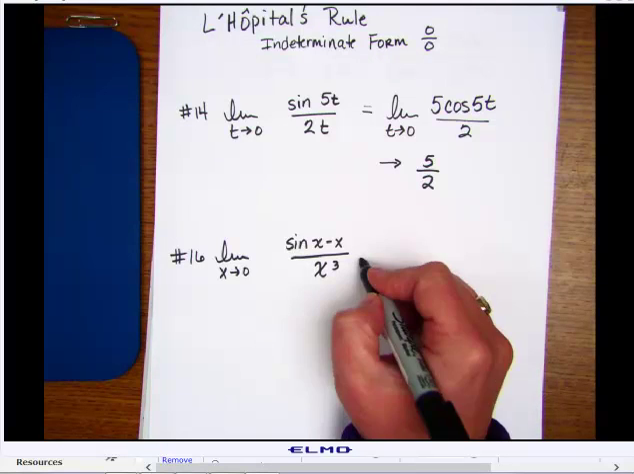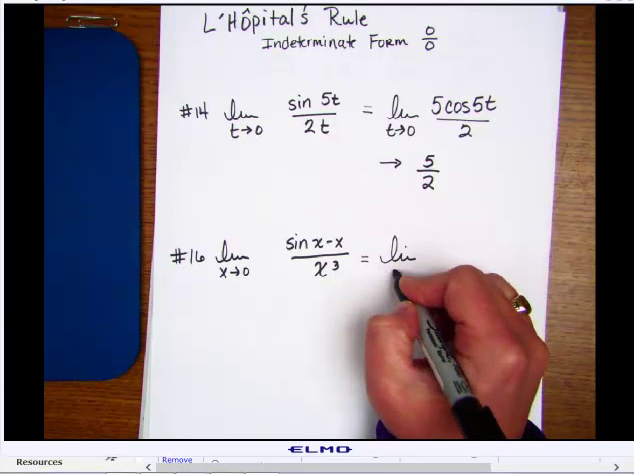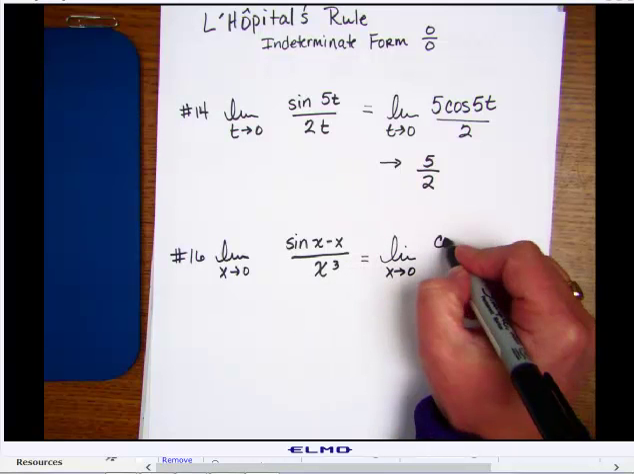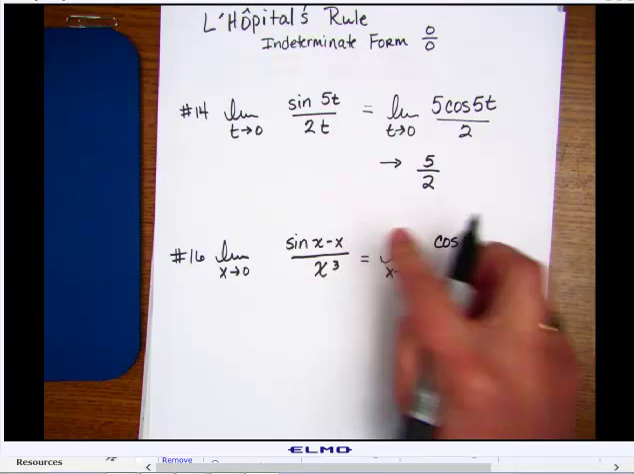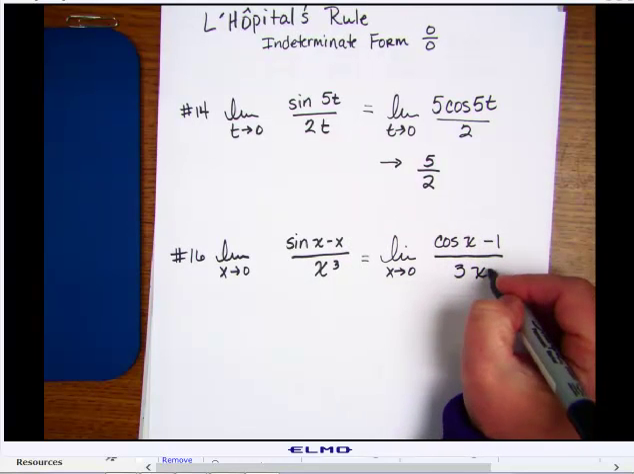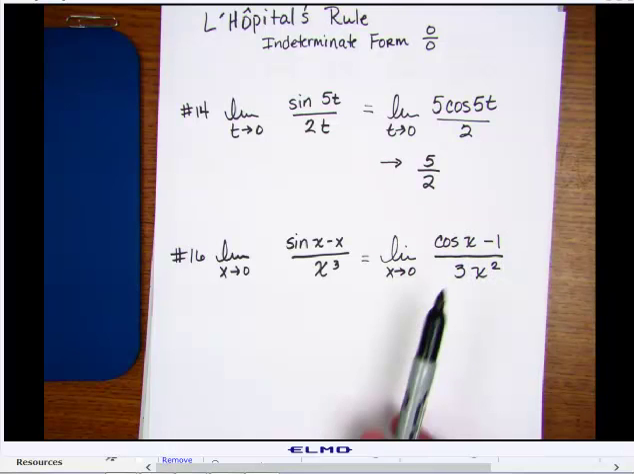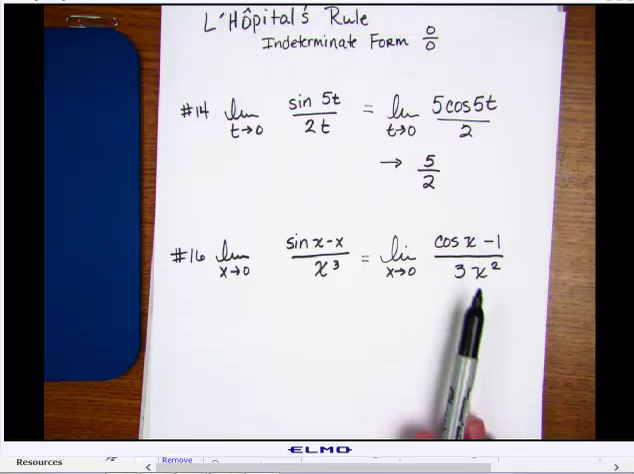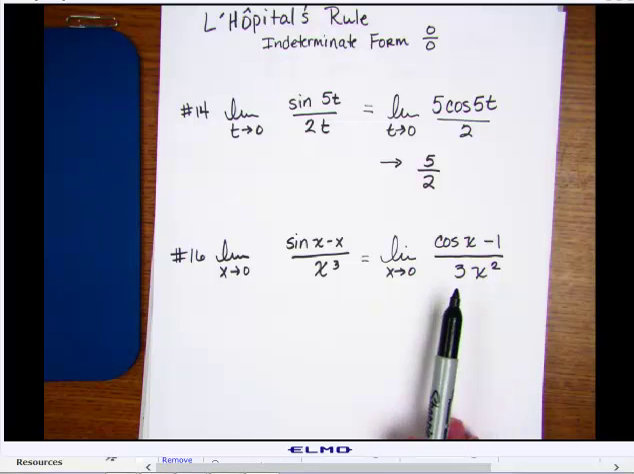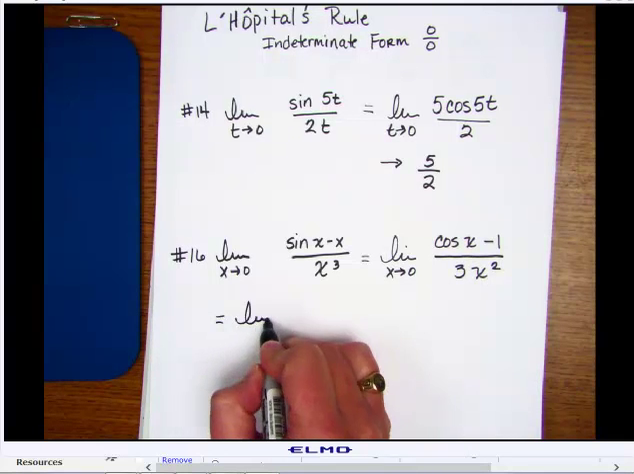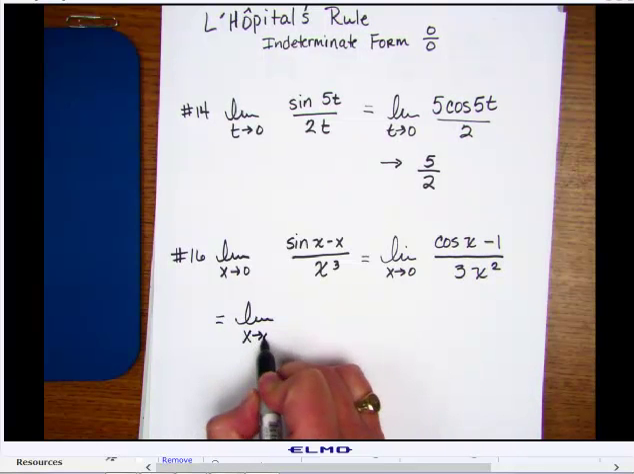But again, we can apply L'Hopital's rule, and we would get, well, the derivative of sine is cosine. The derivative of minus x is minus 1, all over 3x squared. Okay, but now notice that again, I would end up with 1 minus 1, which is 0, over 0. So I still am in the indeterminate form. The cool thing about this rule is that it can be applied again. So all I'm going to do is differentiate the numerator and denominator again.